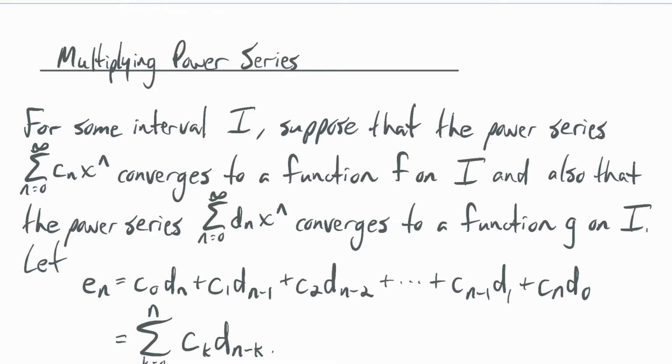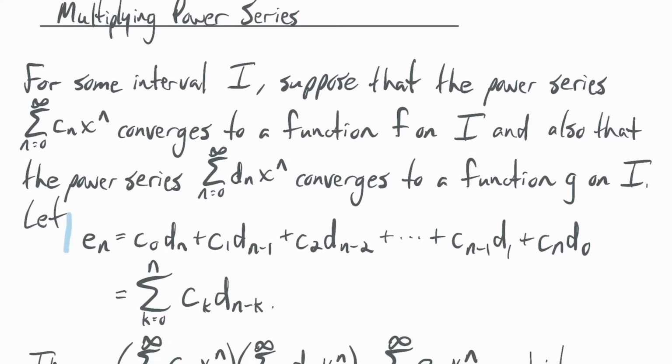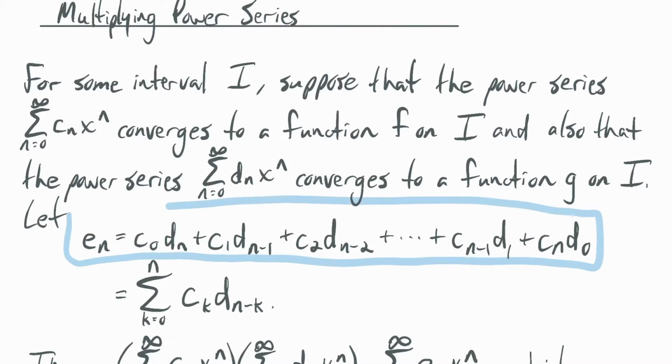So for some interval I, suppose that the power series C sub n converges to some function f, and power series D sub n converges to some function g on the same interval I. Then let E sub n equal this sum: C0 times D sub n, C sub 1 times D sub n minus 1, C sub 2 times D sub n minus 2, C sub n minus 1 times D sub 1, and then C sub n times D sub 0. Notice that the subscripts add up to n in each case.